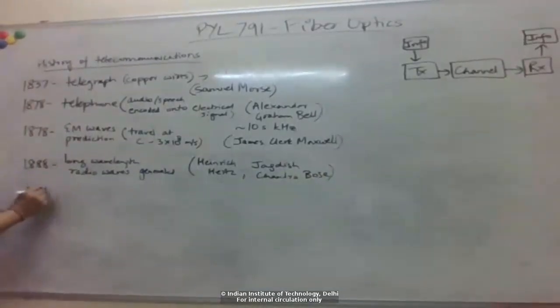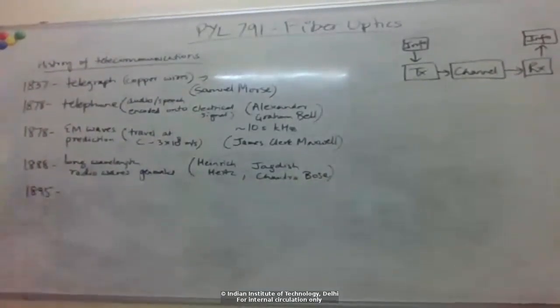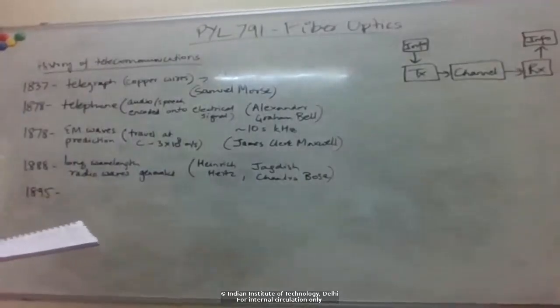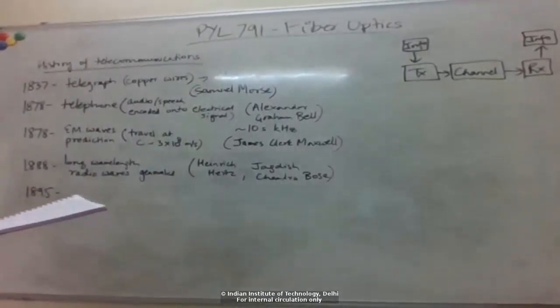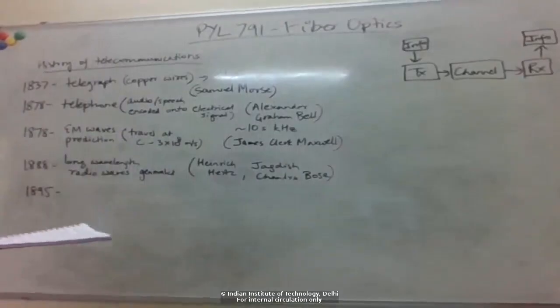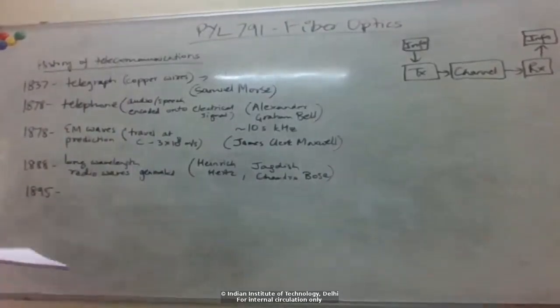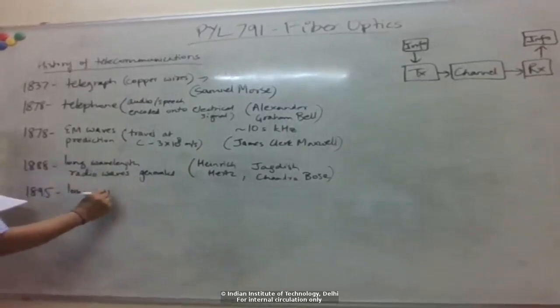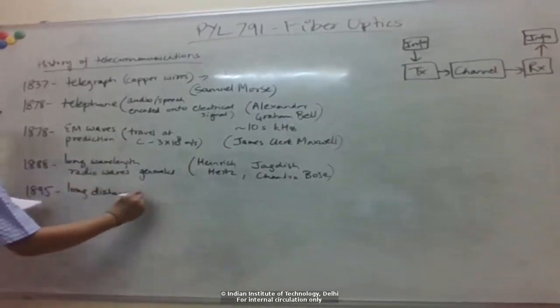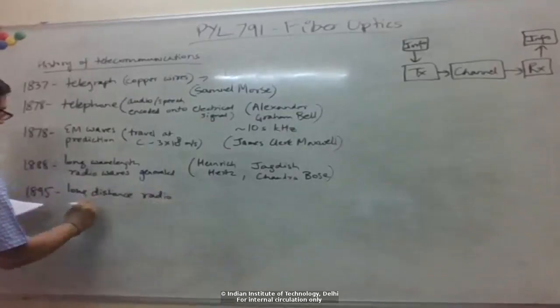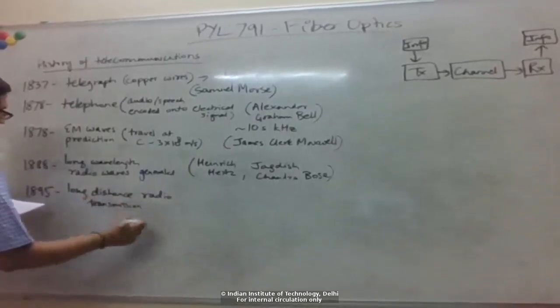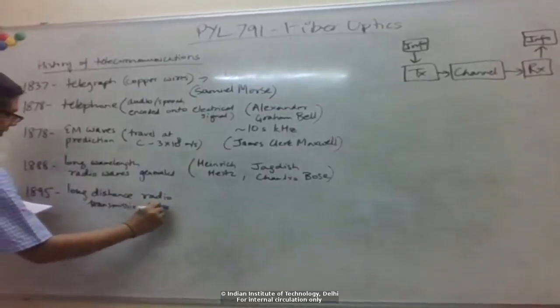Right, and so once these waves were generated, people tried to transmit them over distances, detect them over long distances, and encode data. So this was when radio was invented. These are terrestrial distances.